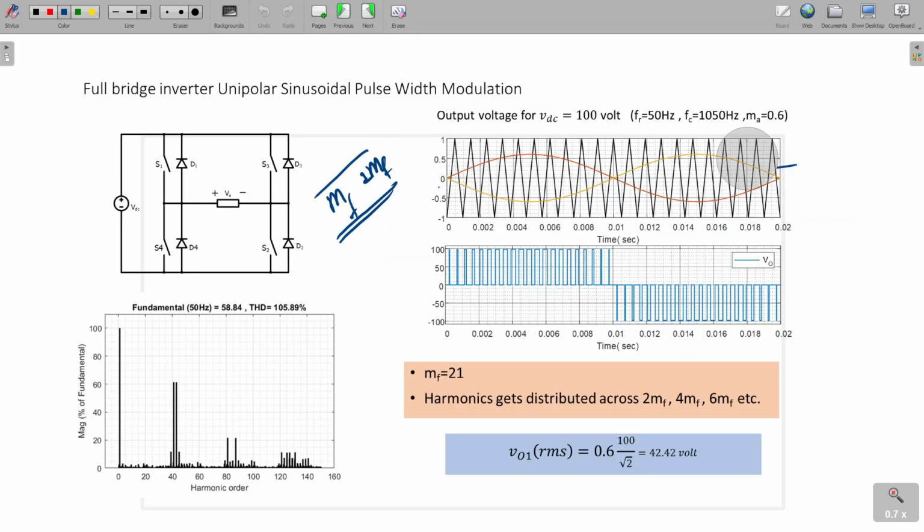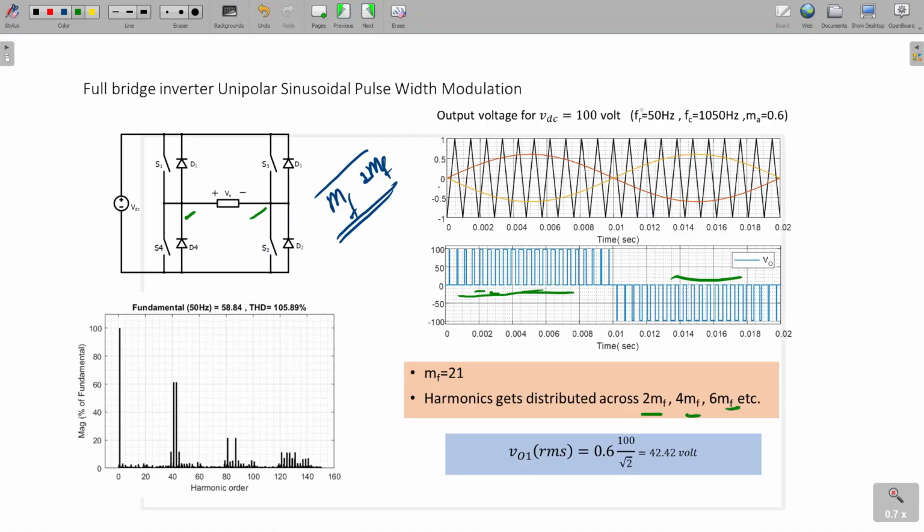The frequency of the triangular wave is 1050 hertz. But if you see the output voltage, it is very small. It means it is getting double the frequency, because we are subtracting this pole voltage minus this pole voltage. After subtraction, we are getting this kind of voltage. That's why it is getting concentrated across 2 mF, 4 mF, 6 mF.